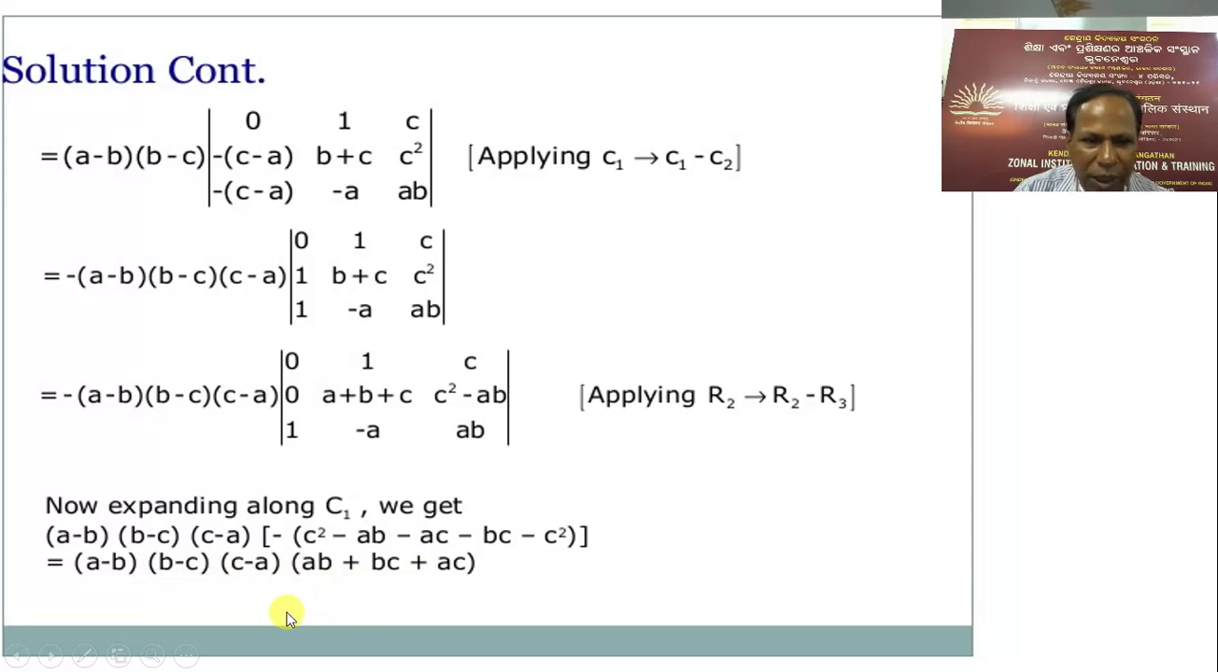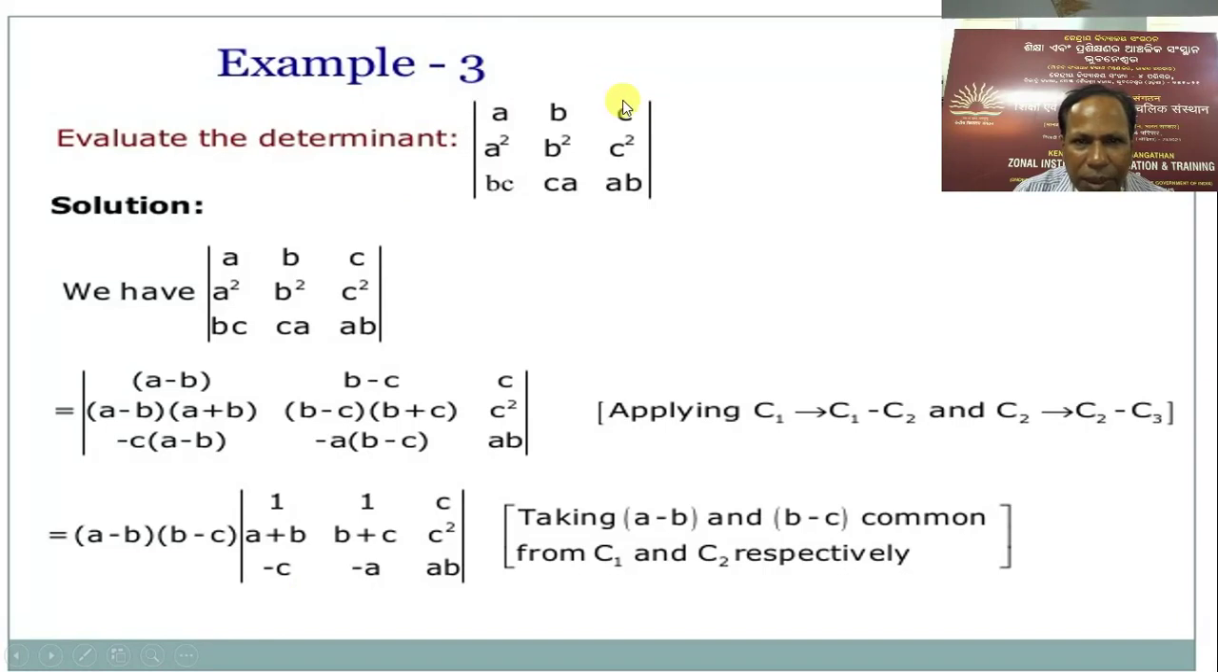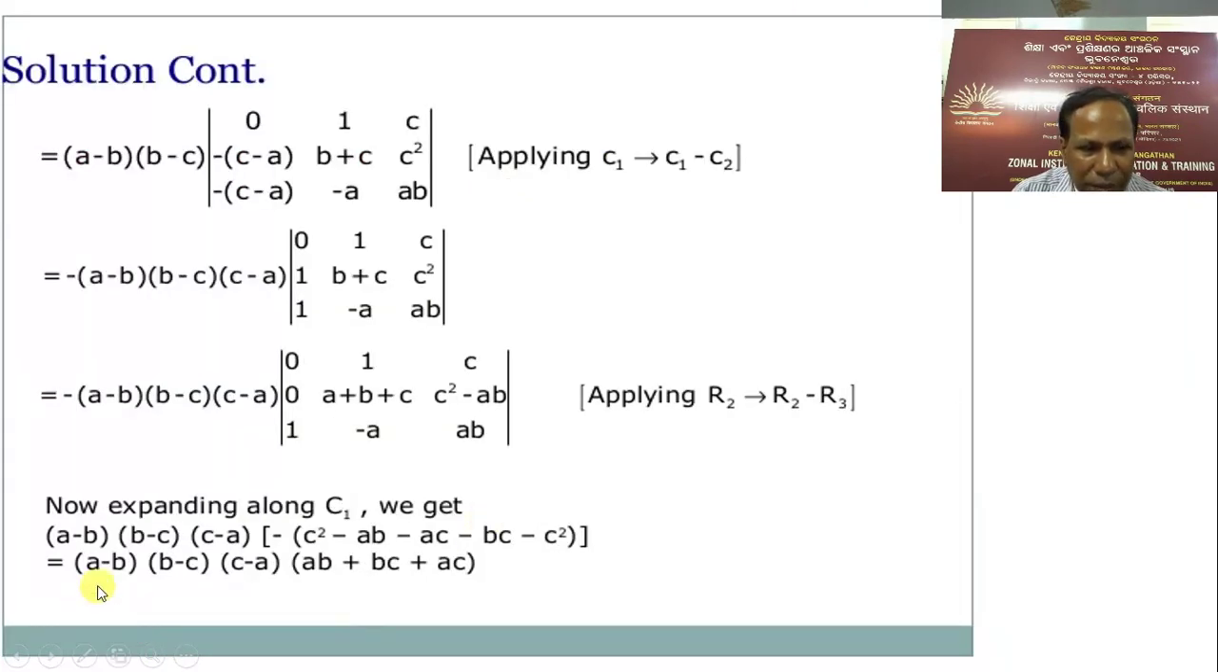So whenever we evaluate this determinant ABC, A square B square C square, BC CA AB, that becomes A minus B into B minus C into C minus A into AB plus BC plus CA. Also, in the same question, we may be asked to prove that this determinant is equal to A minus B into B minus C into C minus A into AB plus BC plus CA using properties.